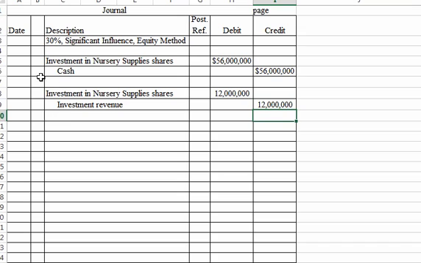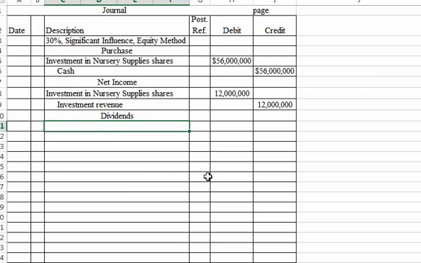Right, I'll put this in for you. This was the entry for the purchase. This was the entry for net income. And then for dividends, here will be our entry.